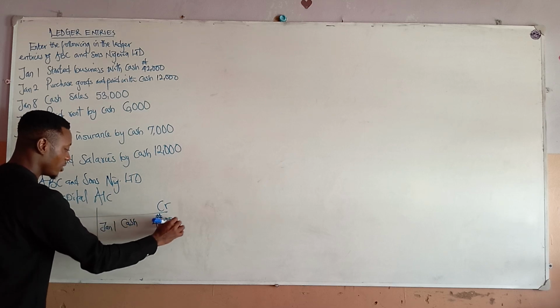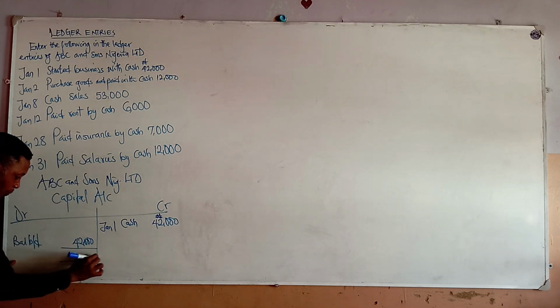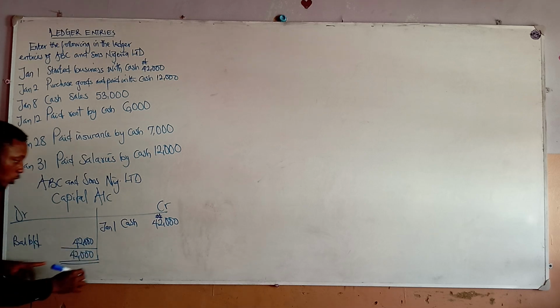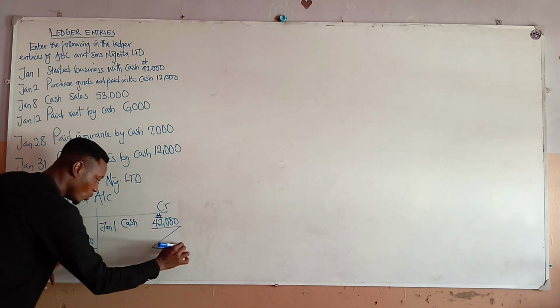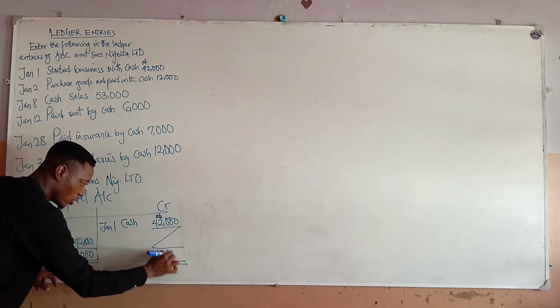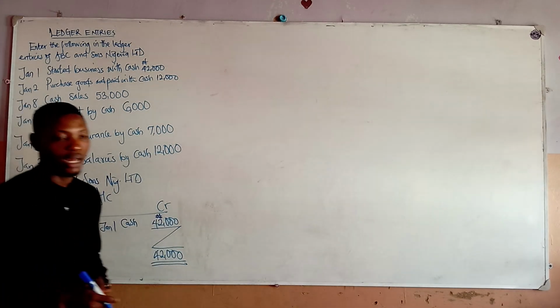We have 42,000 naira. Now, you go to the debit side, there must always be a corresponding entry. So we have balance brought down, which gives us 42,000 naira, but we need to close this side of the account also. So remember, when closing your account, you always use double lines to indicate that you are done with that transaction, and you do the same to close on this side also. So this is my posting into the capital account.